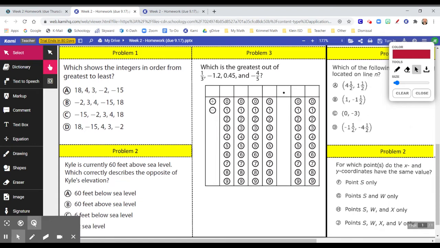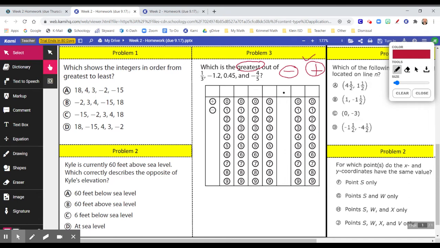Looking at which one is the greatest out of these numbers. Okay, now don't get nervous. We've got some fractions, we've got some decimals, and we're going to get into those this year. But if we're looking for greatest numbers, because we have positives and we have negatives, our greatest numbers are going to be our positives.